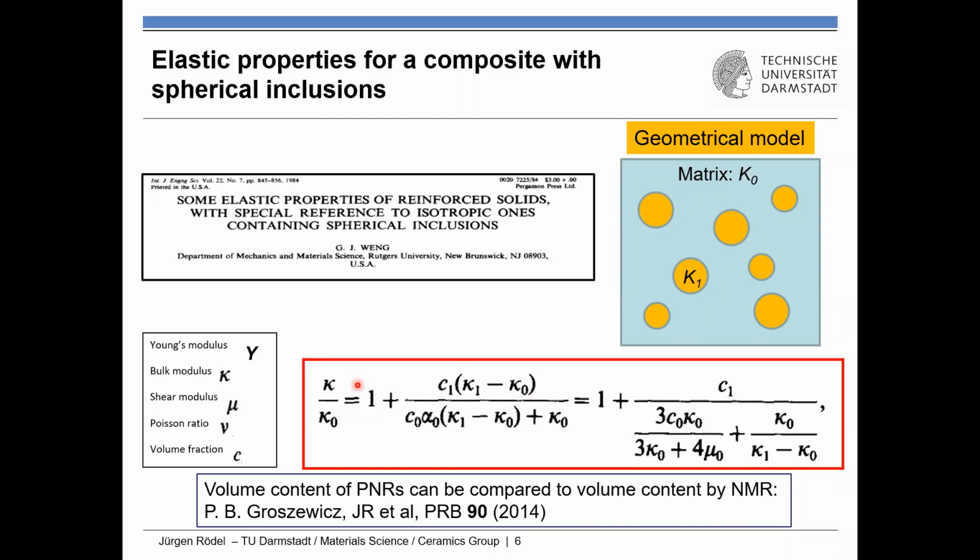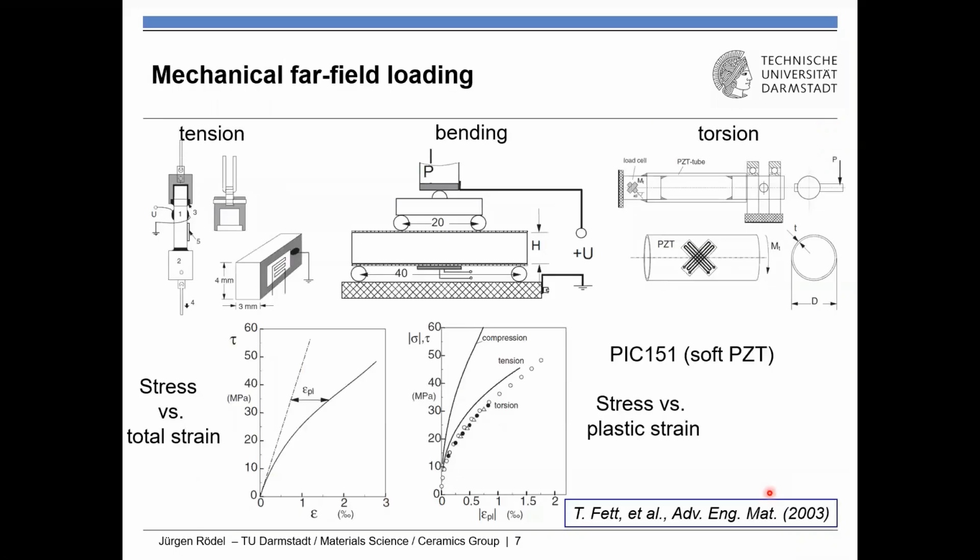And then you can also compare this with an independent measure of polar nanoregions, which my colleague Petr Groszkiewicz does by nuclear magnetic resonance, because there, with his different satellite reflexes, he determines the volume content to great accuracy. This was small field loading. Now I come to far field loading, or large field.